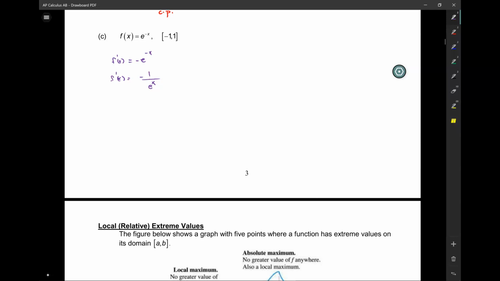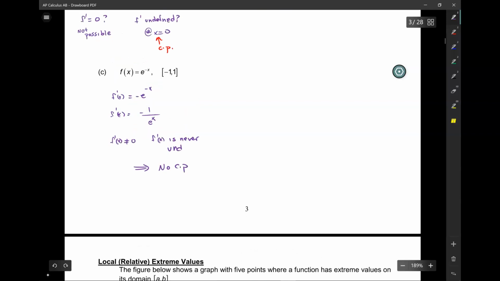Undefined is where the denominator equals 0. So where is e to the x equal to 0? Never, right? So f prime of x is never 0, and f prime of x is never undefined. So you say there are no critical points. Right? So then we're just left with endpoints.